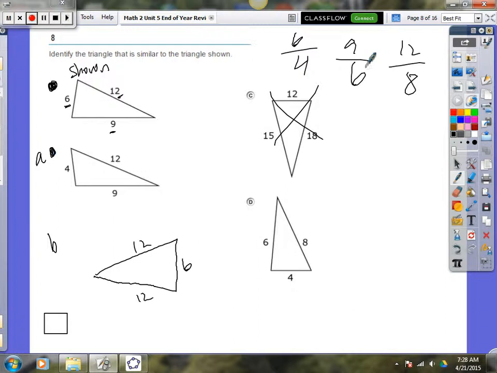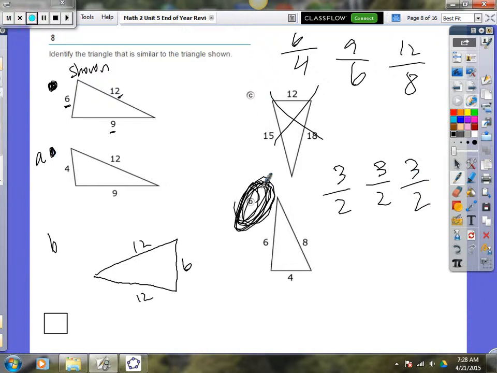If I simplify these, divide both by 2, that's going to be 3/2. Divide these both by 3, that's going to be 3/2. Divide these both by 4, that's going to be 3/2. 3/2, 3/2, 3/2. So it is D. These two are similar, so that means they're the exact same shape but just different size.